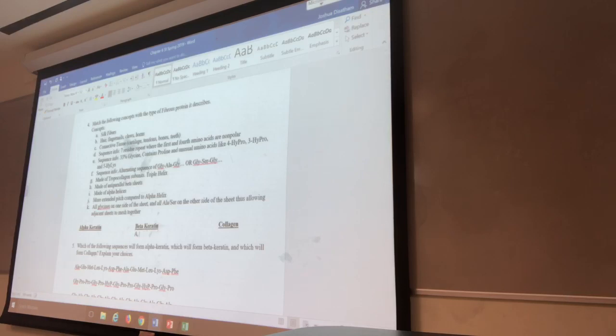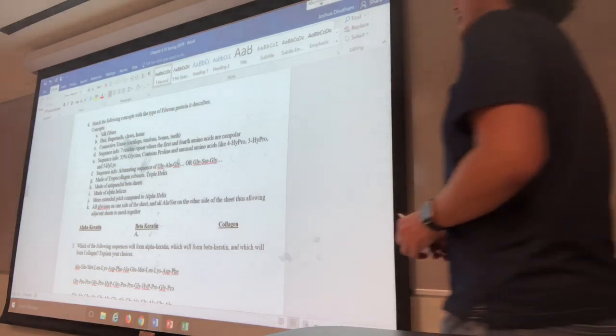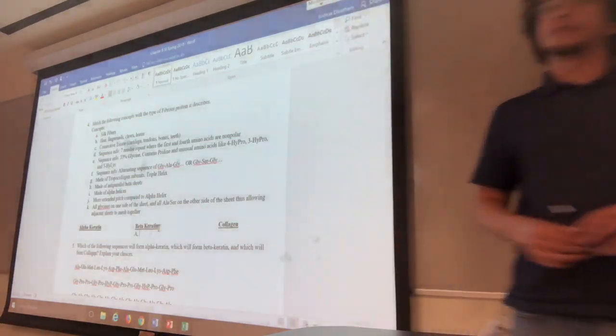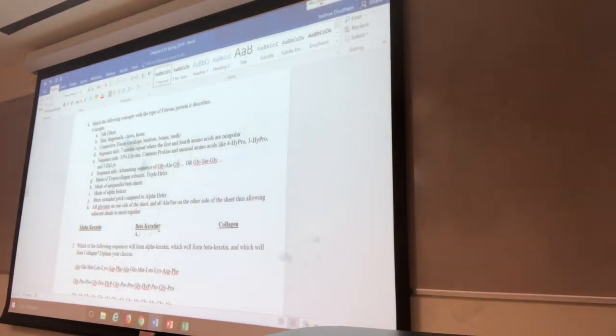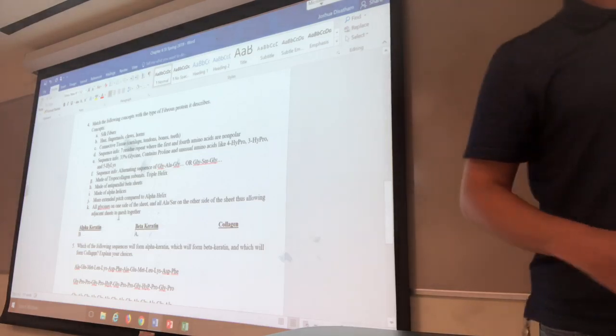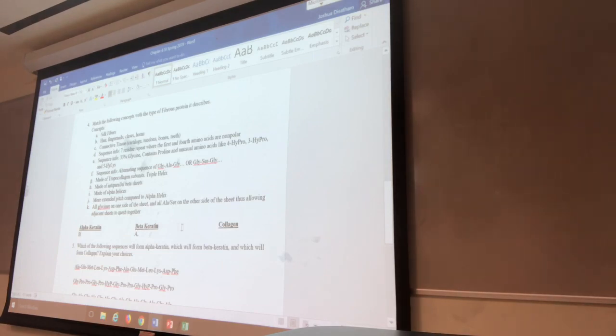All right. Which one of these things are you going to find in hair, fingernails, claws, horns? That would be alpha keratin. Okay, good. Yeah, it's just memorization, so you need to know alpha keratin is found there. And therefore, by process of elimination, which one of these things is a connective tissue that you find in cartilage, tendons, bones, and teeth? It must be collagen. Okay.